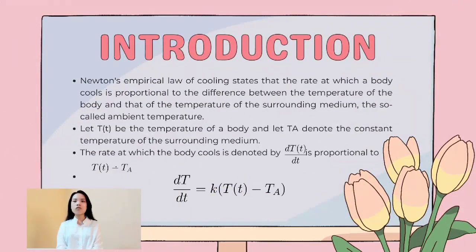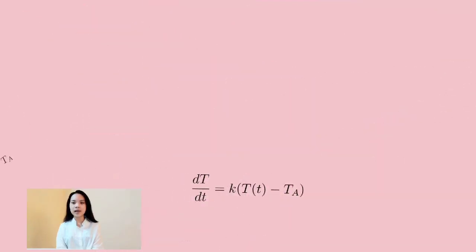Newton's empirical law of cooling states that the rate at which a body cools is proportional to the difference between the temperature of the body and that of the surrounding medium, the so-called ambient temperature. Let T(t) be the temperature of a body and let Ta denote the constant temperature of the surrounding medium. The rate at which the body cools, dT(t)/dt, is proportional to T(t) minus Ta. So we have dT/dt equal to K multiplied by T(t) minus Ta.